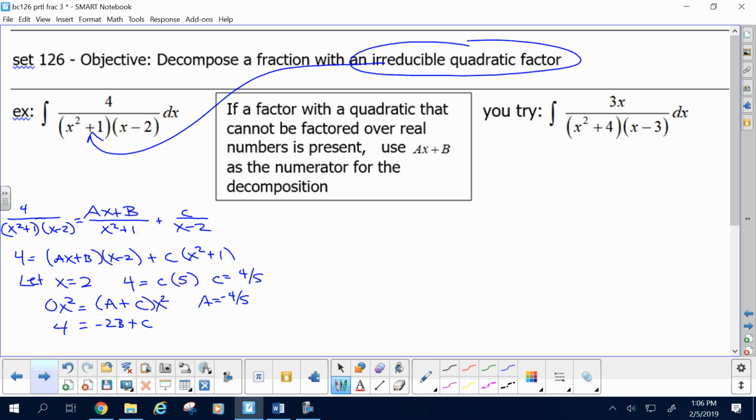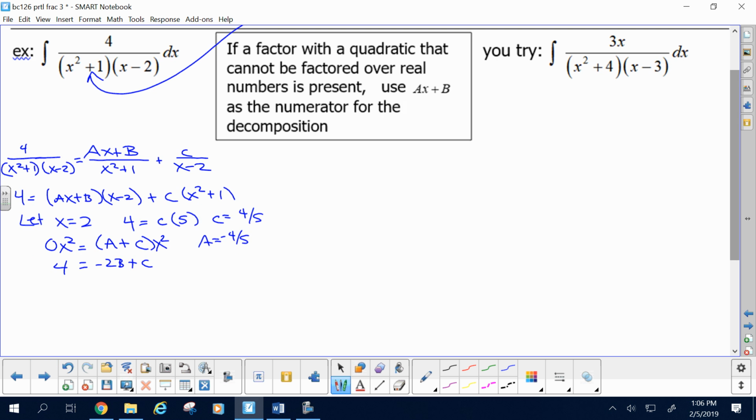If C is 4/5, I'm going to have to go a little slower because it's pretty gross. I get 4 equals negative 2B plus 4/5. I would subtract 4/5 over. What's 4 minus 4/5? 3 1/5 or 16/5. Divide by negative 2 or multiply by the reciprocal, and B is negative 8/5. Are you with me on that?